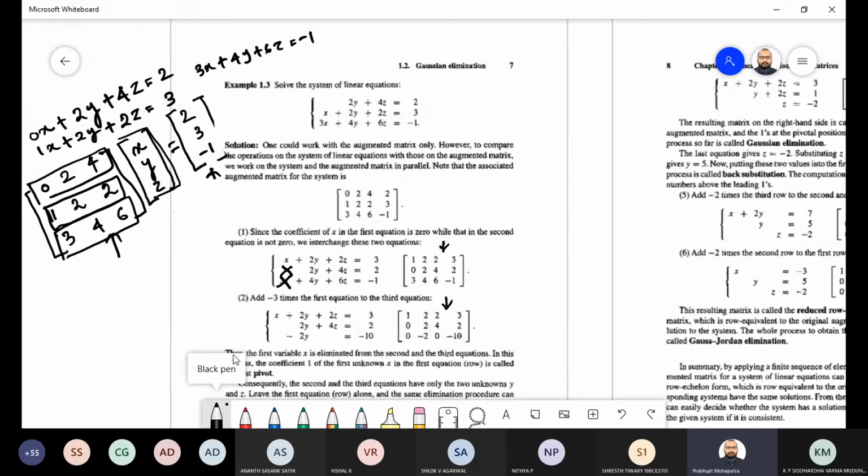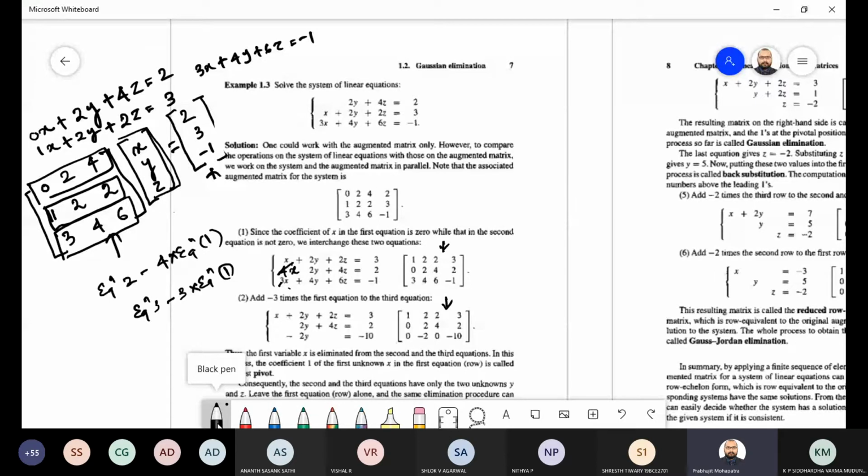Here you can see 3x is there. So how will we delete this 3x? Equation 3 minus 3 times equation 1. If you do that, this 3x will be removed. Here we have nothing, so no need to do anything. Or for example, if some 4x is there here, what can you do? Equation 2 minus 4 times equation 1. Simply you can do it.